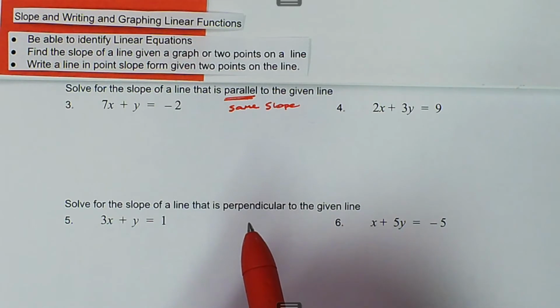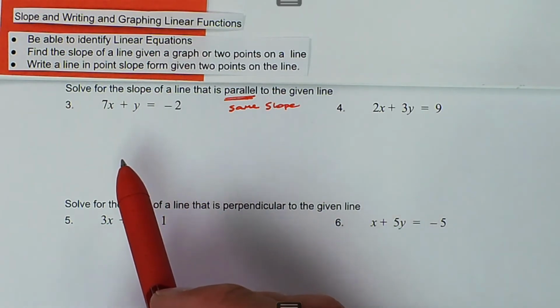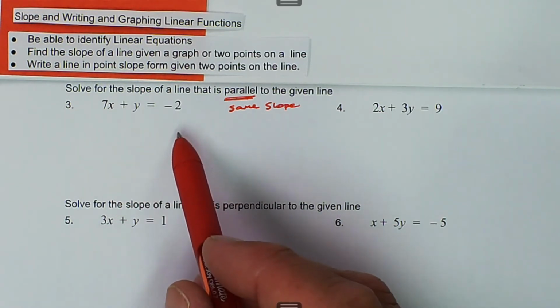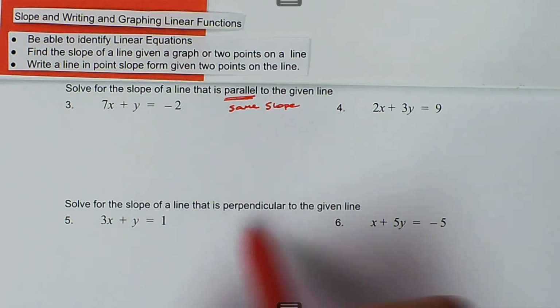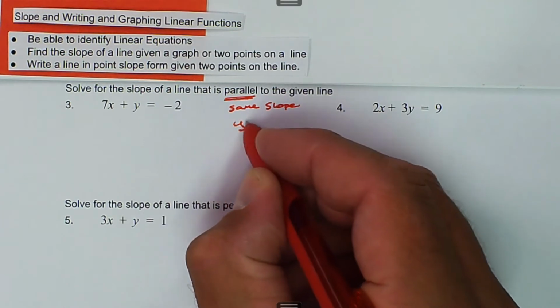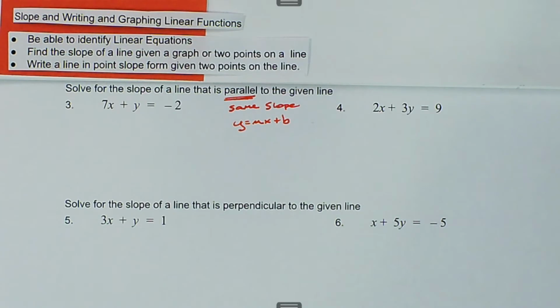Solve for the slope of a line that is parallel to the given slope. So it just wants us to figure out the slope. So in this case, we just want to write this in y equals mx plus b form, because when we solve it for y equals mx plus b, we know that m is our slope.